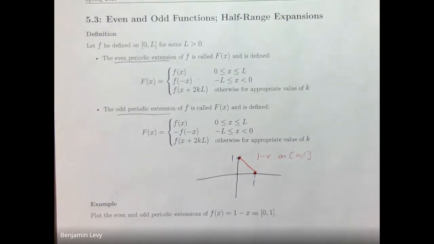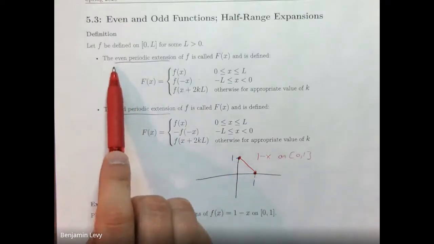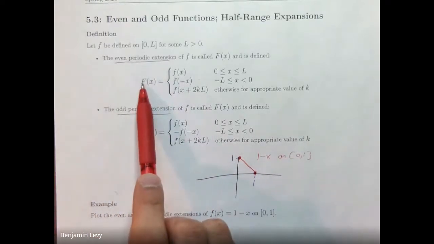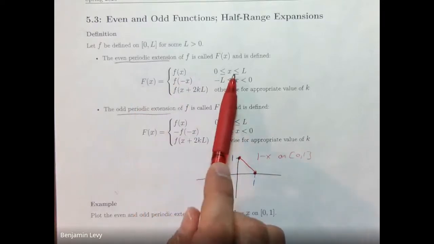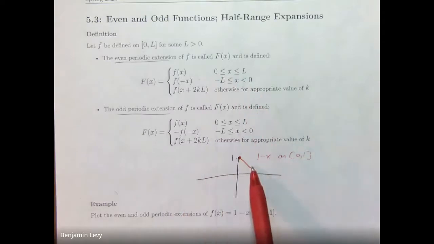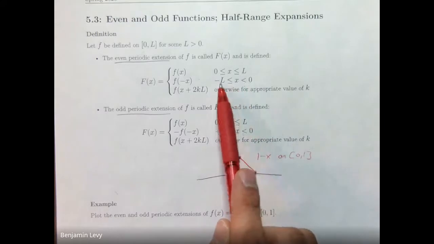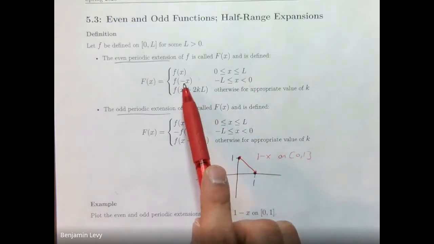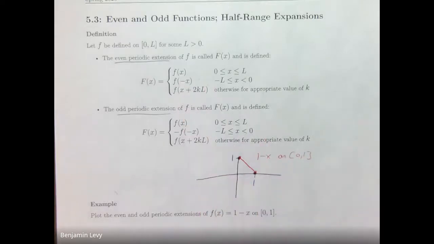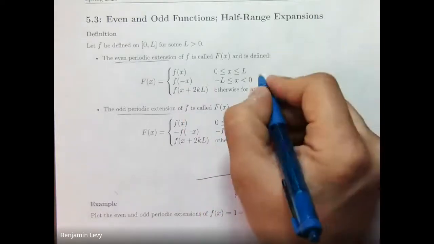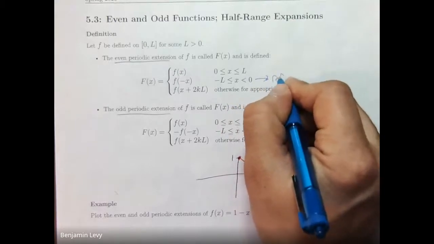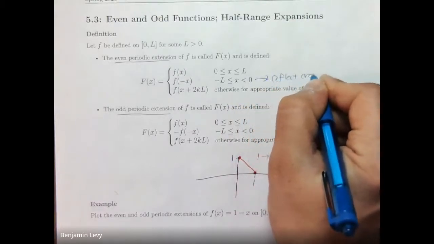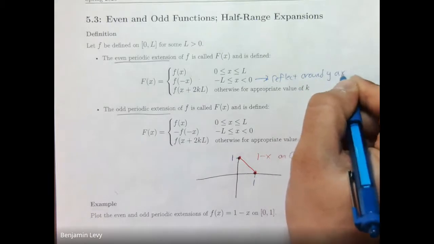So let's read the definition. The even periodic function, we're going to call the even periodic function capital F of x again. It's going to be the regular function on 0 to L. So you copy this and just leave that piece alone. But then on the interval to the left of the origin, so from minus L to 0, you do f of minus x. And so this is just telling us to reflect the graph around the y-axis.